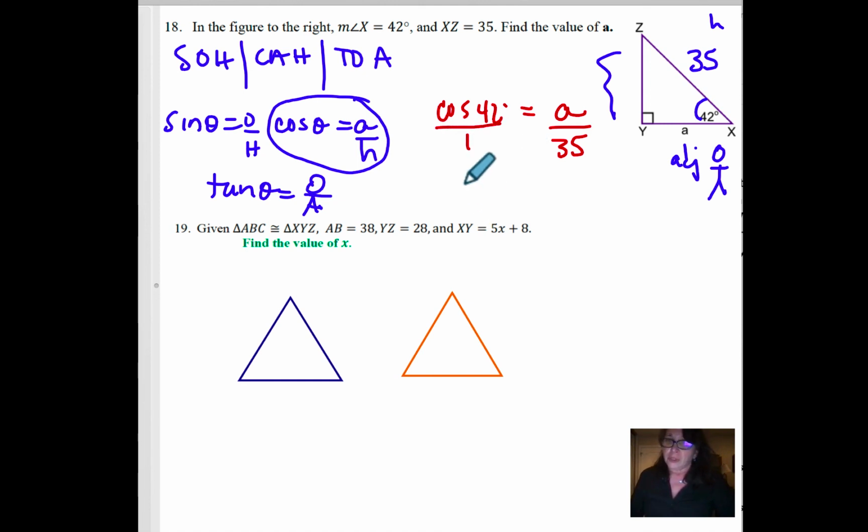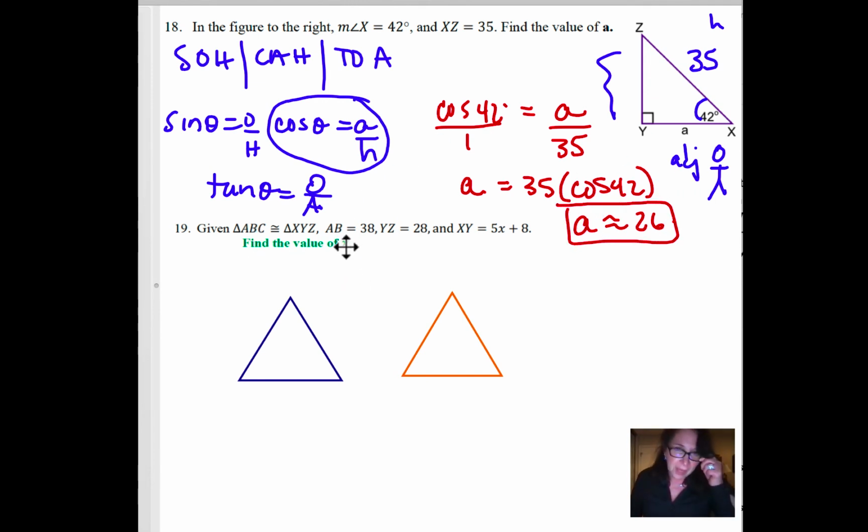I'm going to cross multiply. I get A times 1, which is A, equals 35 times cosine of 42. And so cosine of 42 degrees is about 0.743. And I'm going to multiply that number by 35, and I'm going to get about 26. So A is approximately 26.01, so about 26.